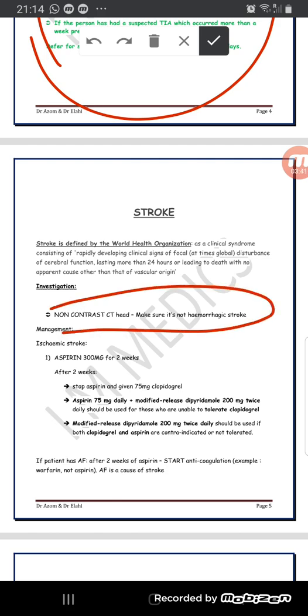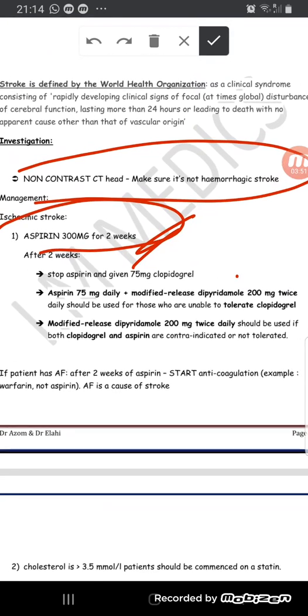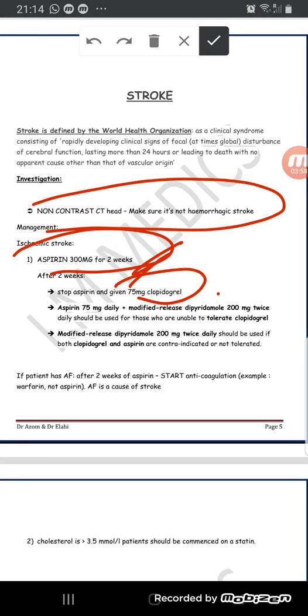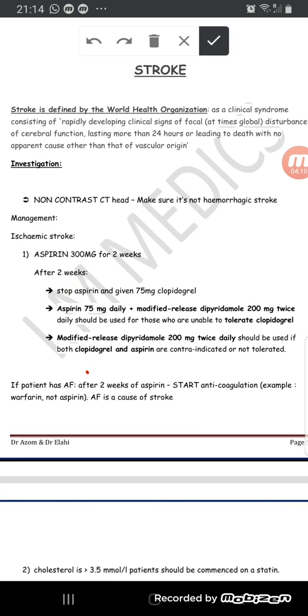We need to do a non-contrast CT head. Now management for ischemic stroke, so 300 milligrams aspirin for 2 weeks, very, very important. Okay, after 2 weeks, then you go to 75 milligrams clopidogrel generally. Okay, problems arise when the patient basically can't tolerate clopidogrel. What do you do? And so on. As you can see, these bullet points here and here, if you read them, are the other problems. So let's recap again, aspirin 300 for 2 weeks, followed after that by 75 milligrams of clopidogrel.